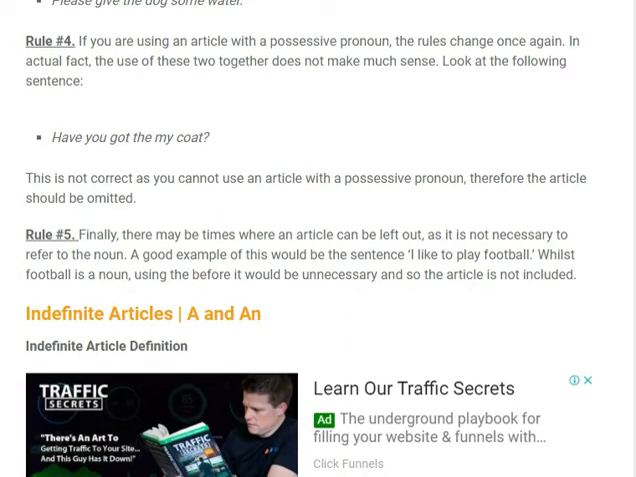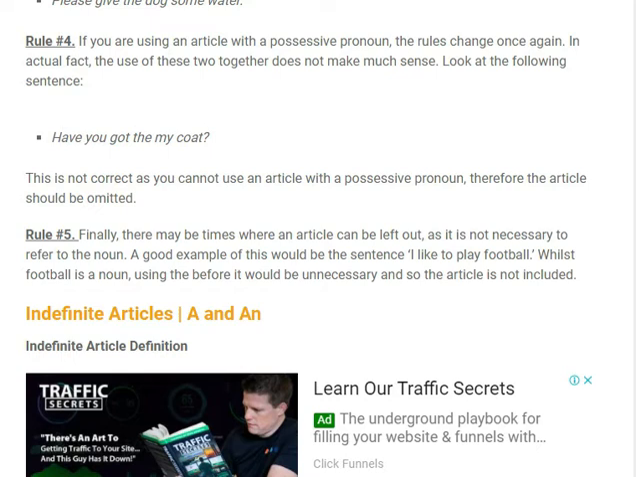Rule number 4: if you are using an article with a possessive pronoun, the rules change once again. In actual fact, the use of these two together does not make much sense. Look at the following sentence. Have you got the my God? Of course, this is funny, sorry. This is not correct, as you cannot use an article with a possessive pronoun. Therefore, the article should be omitted, of course.